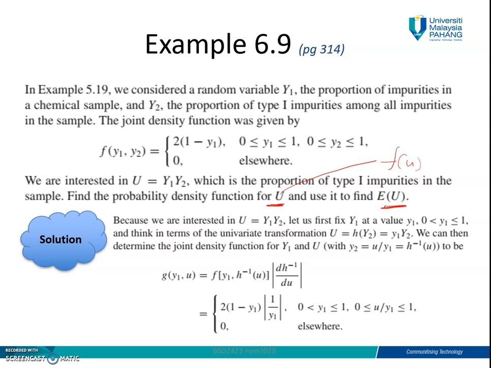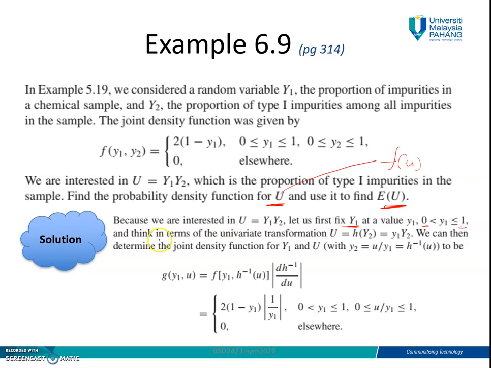For the solution, we use the same method as in the previous video. Because we are interested in u equal to y1 times y2, first you should fix y1 at the value y1, which is between 0 and 1. That's the first thing you do, because we have bivariate variables here, so it's difficult to do a two-dimensional transformation. That's why we fix one of the variables, then we use the univariate transformation.